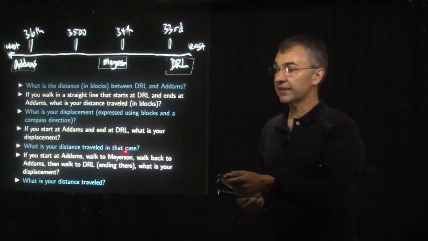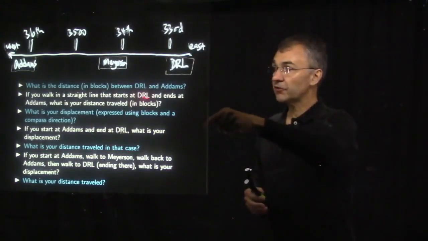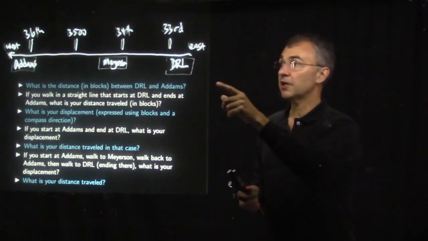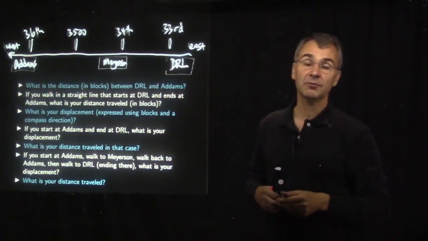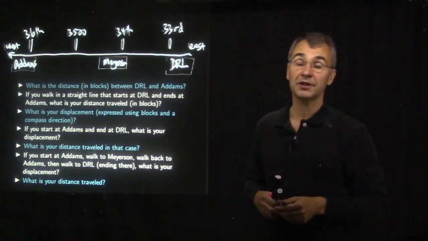What is my distance traveled in that case? It's 3 blocks. In the first case, my displacement was 3 blocks west. In the second case, my displacement was 3 blocks east. In both cases, my distance traveled was 3 blocks.